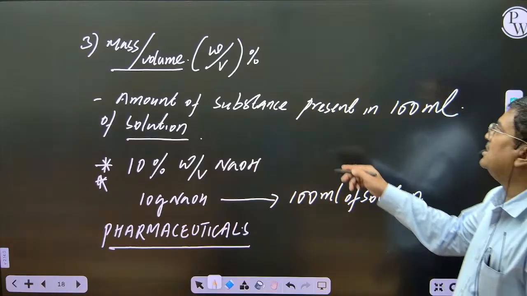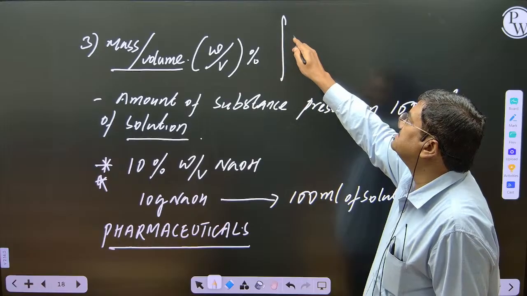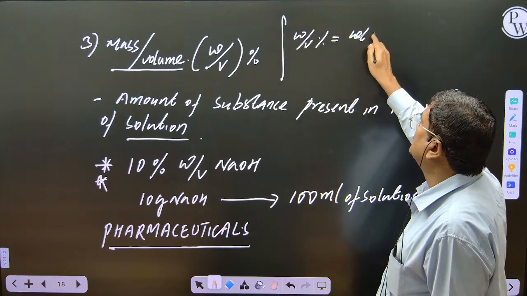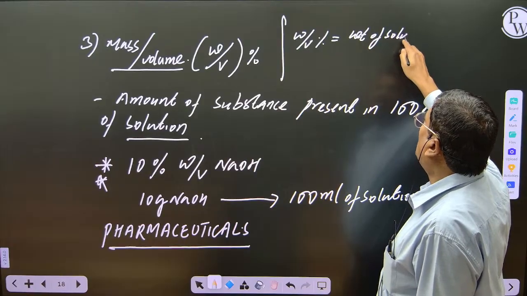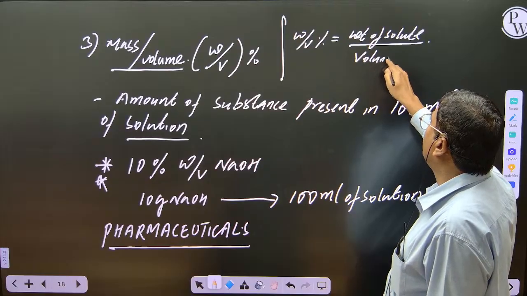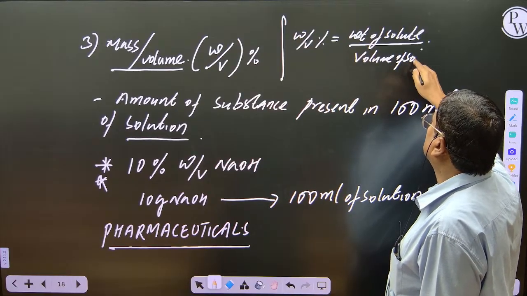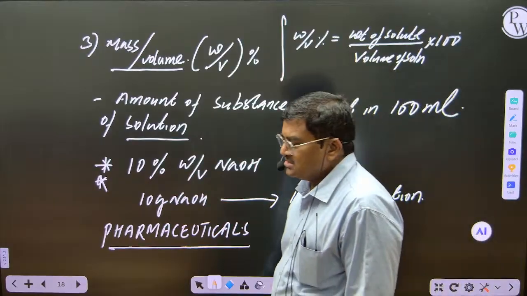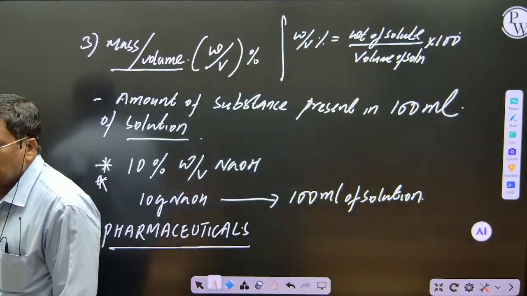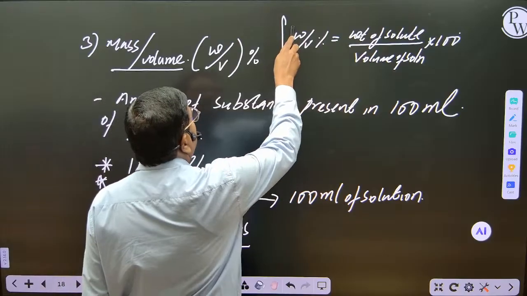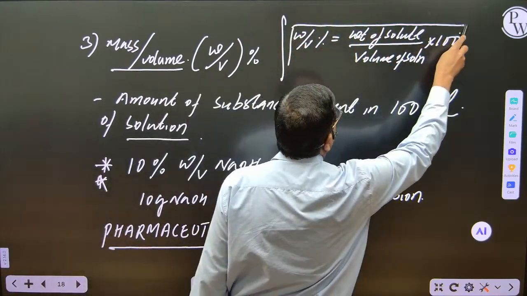And mass by volume percent, what do we write, students? Mass by volume percent is expressed as weight of solute upon volume of solution into 100. This is how we express mass by volume percent. So the amount of solute present in 100 ml of solution is called mass by volume percent. Simple, understood, everyone? Keep this relation in a box.